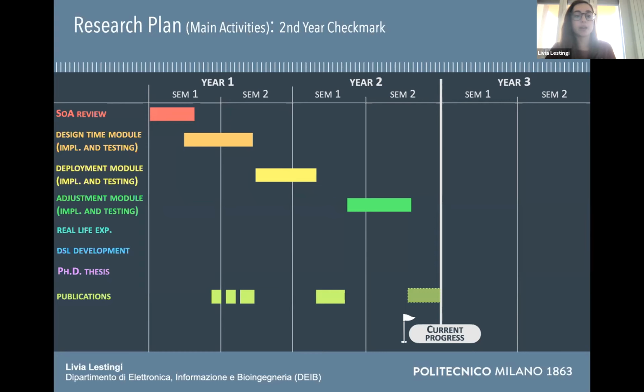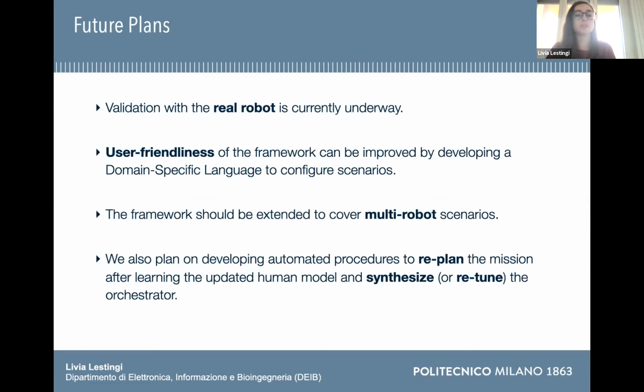Actually, as I mentioned earlier, I did develop the deployment module between the end of my first year and the start of my second, and developing and testing the adjustment module, mainly the learning algorithm, was the main activity that I carried out during my third year. As for what is going to happen next, as I mentioned earlier, I'm now validating the framework with the real robots, so this is currently underway.